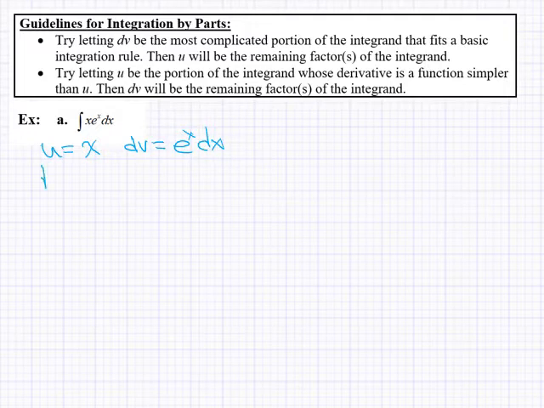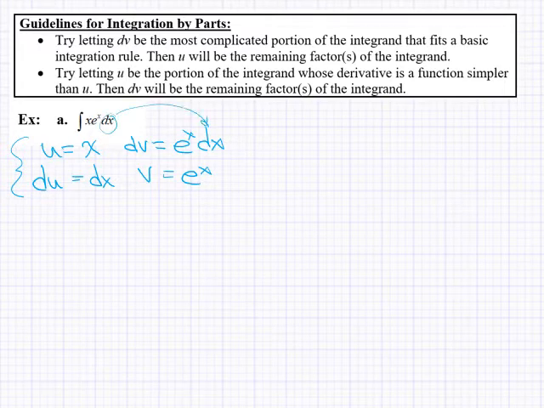So I should find what du equals, which would just be the derivative of x, so dx. That's just your basic u substitution. This is nothing new. Here's a little bit different in that now we're going to integrate e to the x dx. So that's going to give me e to the x. Notice the dx component of the integral goes here. It always goes with the dv component.